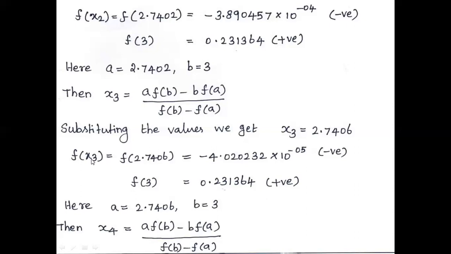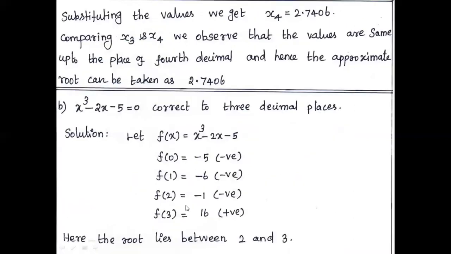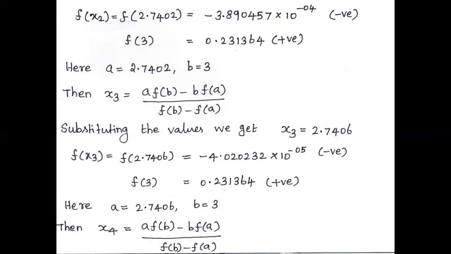By calculating f of x3, we got to know that it becomes a negative value. So we have to choose the positive value. So f of 3, that is 0.231364, is the positive value. So the new interval is 2.7406, 3. Now a value is 2.7406 and b value is 3. Substituting in x4, we get x4 value 2.7406. x3 value is also 2.7406.